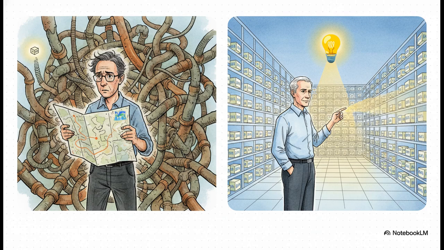Codd's insight was pure genius. He asked, what if, instead of telling the computer the path, you just described what data you wanted? His idea was to store data in simple tables and let the relationships emerge from the data itself. This wasn't just an improvement. It completely changed the game.